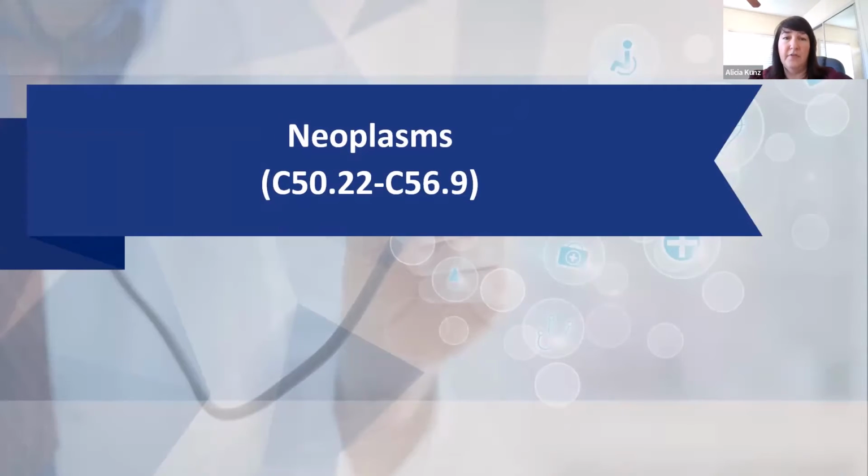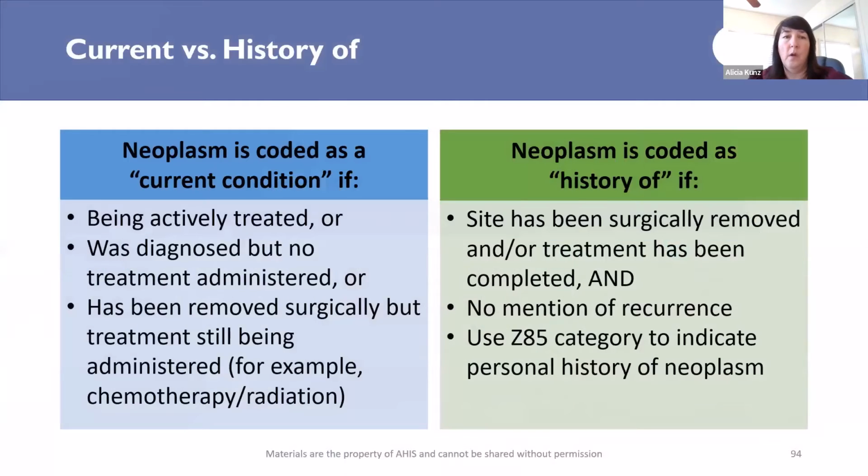These are our C50.22 to C56.9 codes. One of the things that's important for you to understand is, how do I know if it's a current neoplasm or if it's a history of maybe they had cancer in the past? You're going to code them as current if you're actively treating the neoplasm. Maybe they're going through chemo or radiation. If it's currently being treated, you will code it as active.